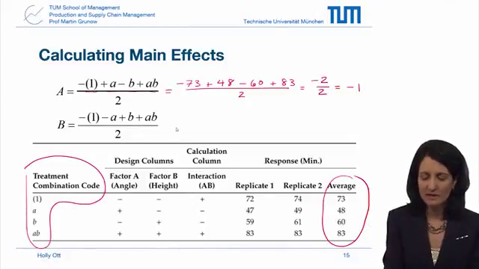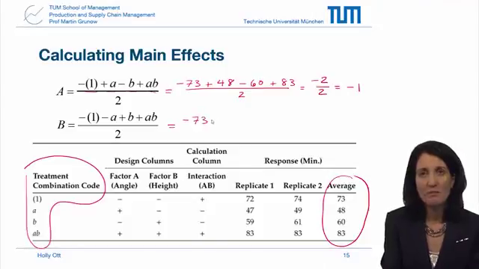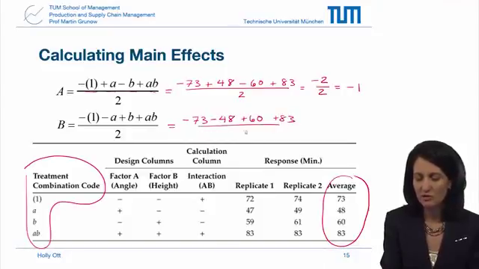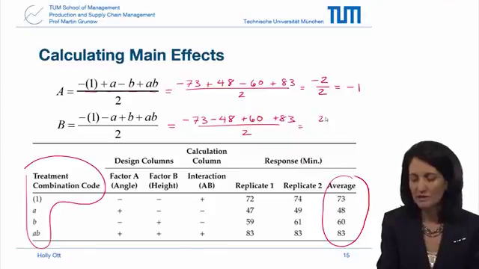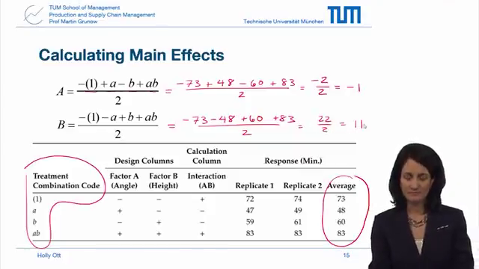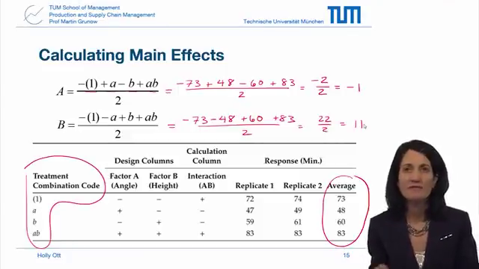And likewise for B, this time we have negative 73, this time minus 48 plus 60 plus 83 divided by 2. We get there 22 over 2, we get 11. And that is the main effect then of factor B. Does everybody see that?